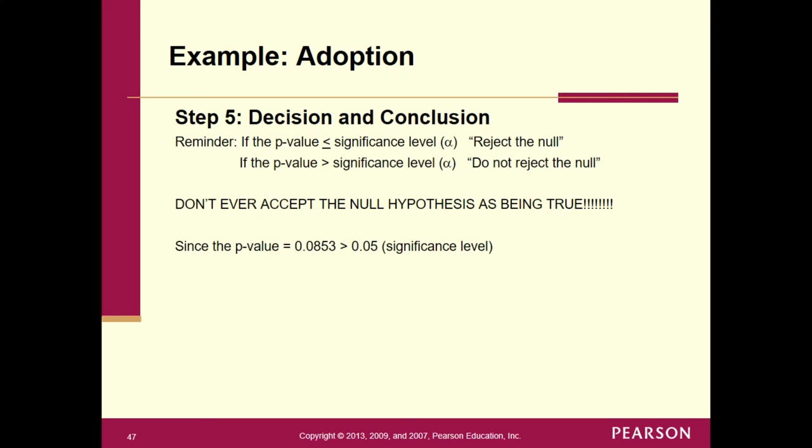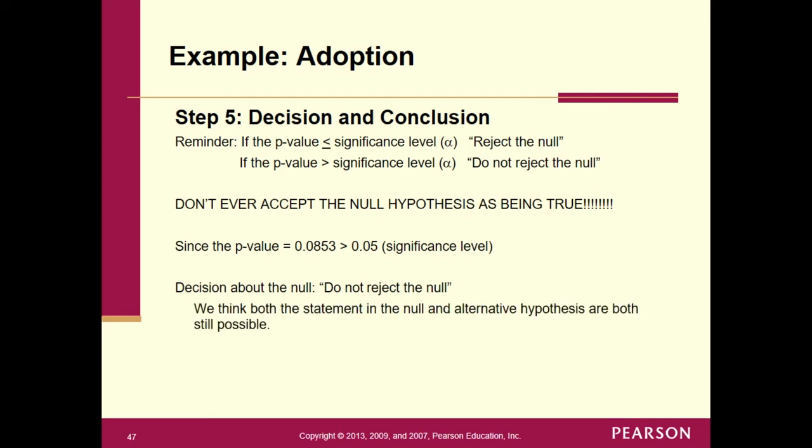That's greater than 0.05. So we would say what? Do not reject the null. Don't say do not reject and leave it like that. Do not reject what? Do not reject the null. So we think that the statement of the null and the alternative hypotheses are both still possible, right? They're still plausible. And actually, you can even extend that and say that, since it's two-tailed, we got to actually kind of stop it there.